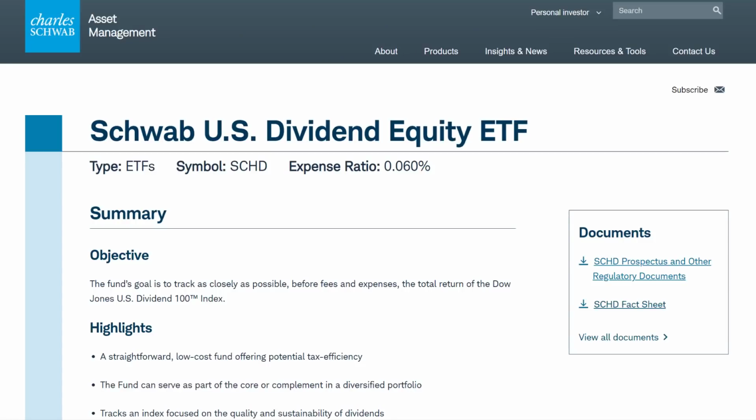Oh man, good times. All right, so the Schwab SCHD ETF. First off, the most important thing when I'm looking at ETFs is that I want to make sure I'm not overpaying for the ETF, and in order to do that, I'm looking at the expense ratio. SCHD has a very, very low expense ratio. This is important because the expense ratio eats at your total returns over time. The fund's goal or objective is to track as closely as possible, before fees and expenses, the total return of the Dow Jones US Dividend 100 Index.